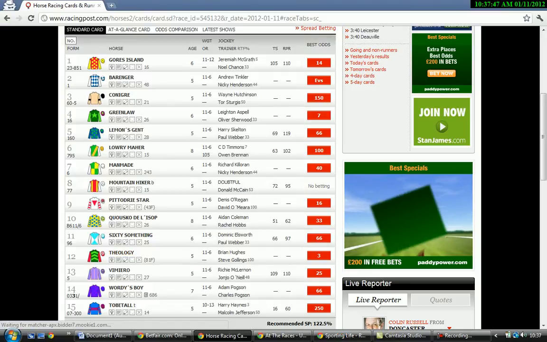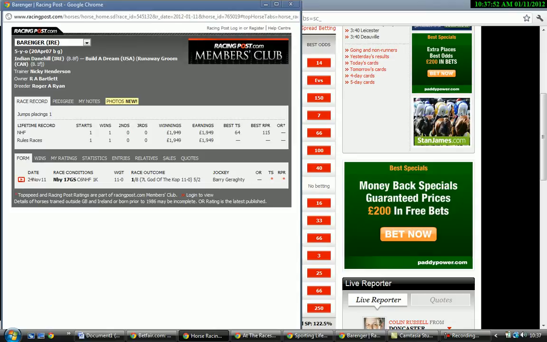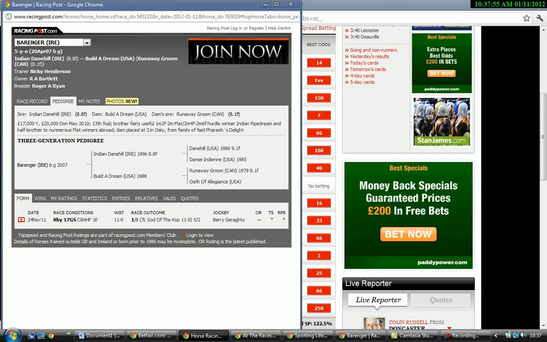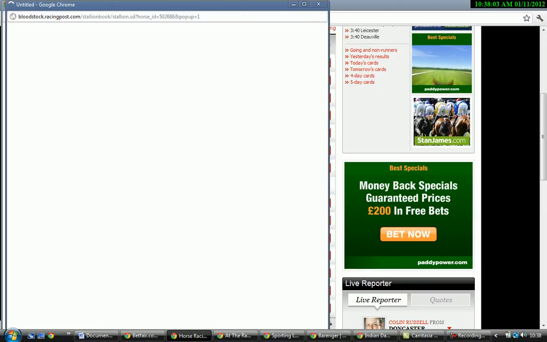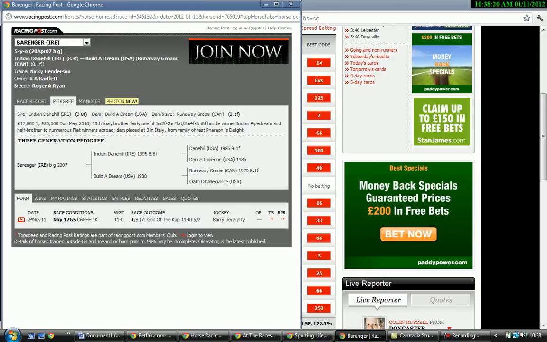Just going back to my selection, I went ahead of myself a bit there. He's a 17,000 yearling, £20,000. That's good. So here's an important fact. Stud fee for 2012, €1,800, which equates to £1,429. Not very good, is it? This is an important factor here.